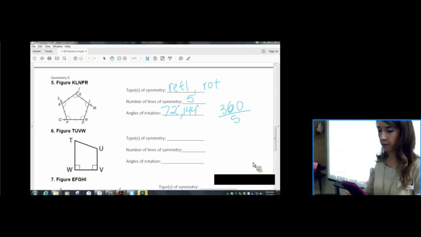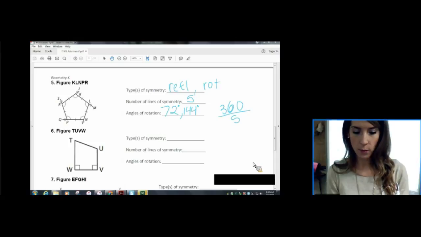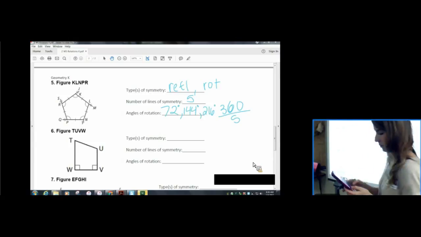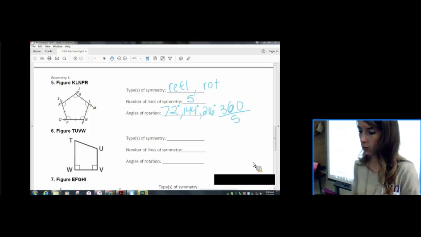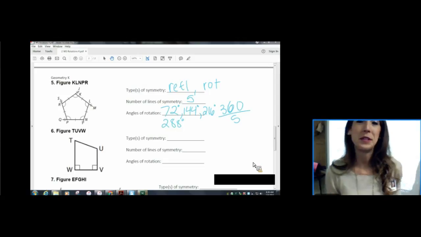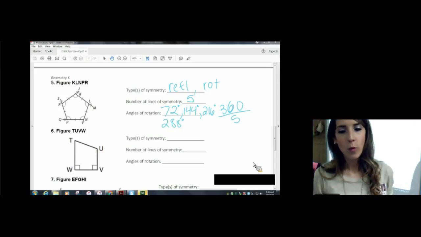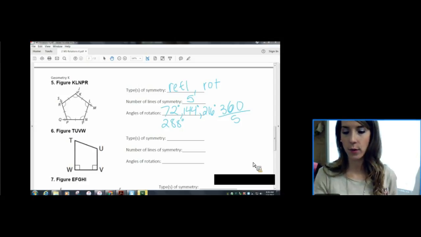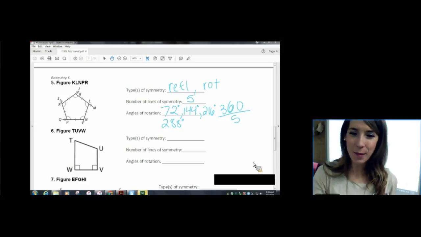Degrees on here to be playing by the rules. 72 times 3. 72 times 4. What's going to happen if I do 72 times 5? We'll end up at 360. Do not write 360. That's not an angle of rotation. That doesn't count because then you're back where you started.